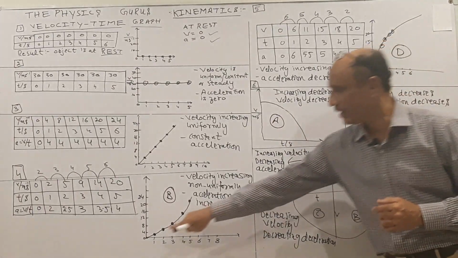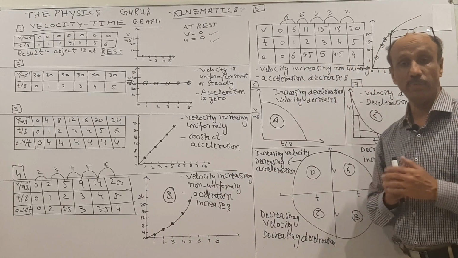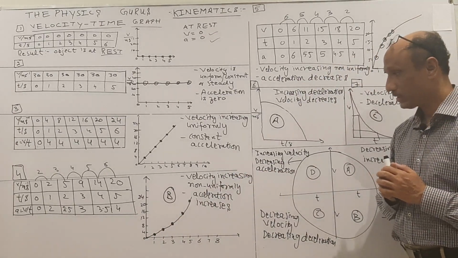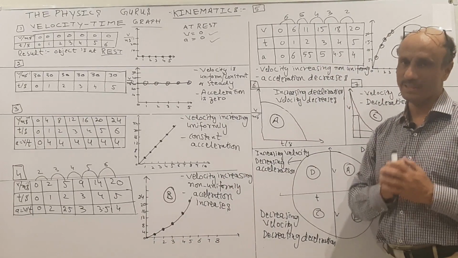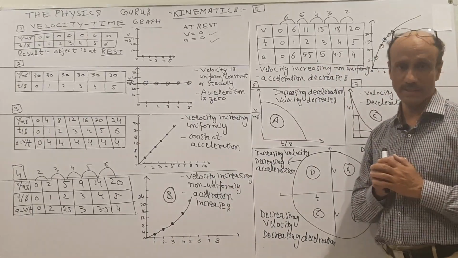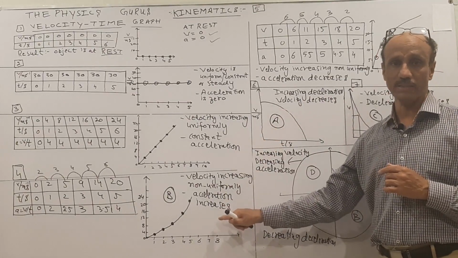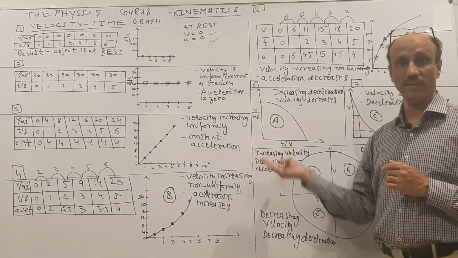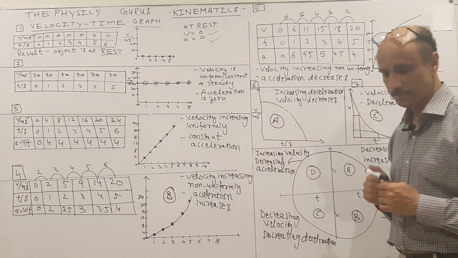It means that now the graph will be a curve, but in this direction. So we will write down the two parameters. The velocity is increasing non-uniformly and acceleration is also increasing. Non-uniform acceleration. So this one is the uniform acceleration, and this is the non-uniform acceleration. So you have to differentiate between the curves related with the uniform acceleration and non-uniform acceleration.